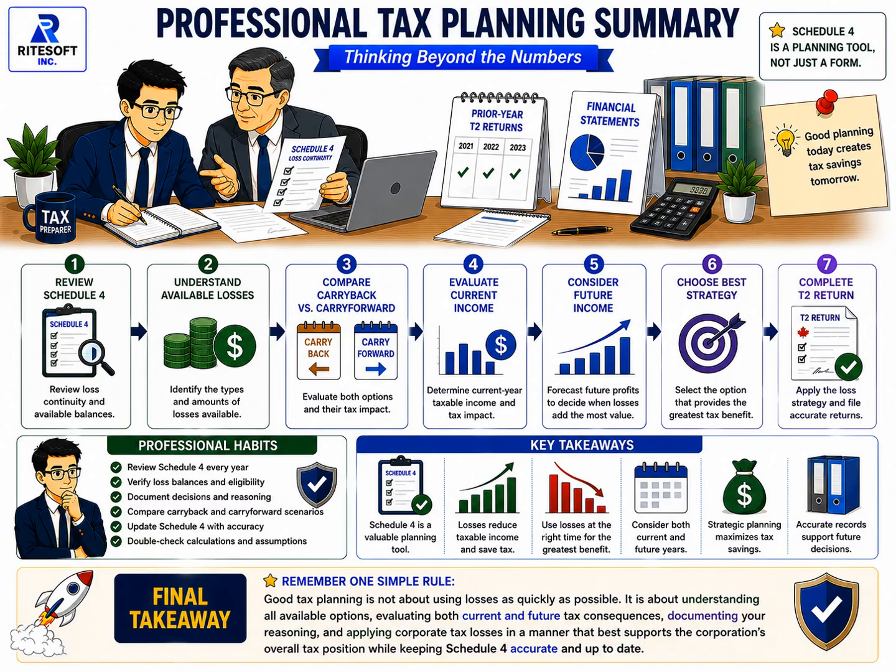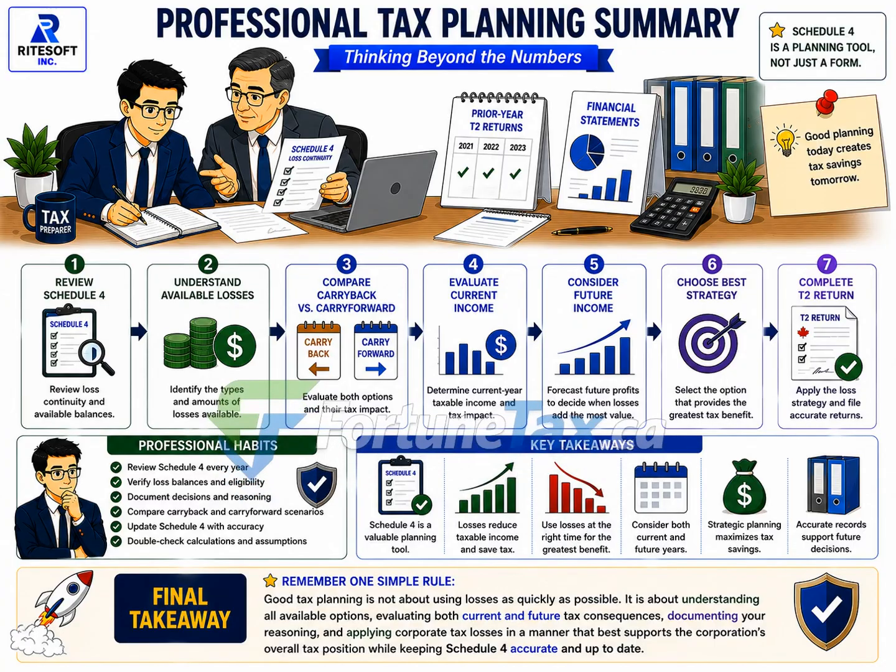The next step is to evaluate the corporation's current taxable income. Understanding the current tax position helps determine whether applying losses this year is beneficial. Then think beyond the current year. Consider the corporation's future expectations. If higher profits are expected in upcoming years, preserving some losses for later may provide greater long-term tax savings. After reviewing both the current and future tax situation, select the strategy that provides the greatest overall benefit for the corporation. Only after completing this planning process should the T2 return and Schedule 4 be finalized.